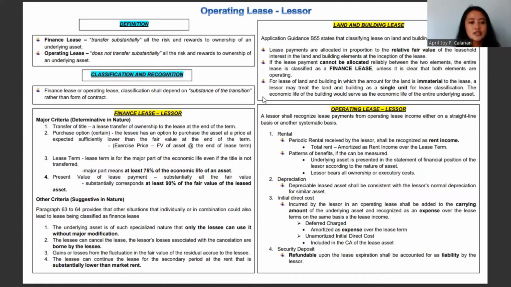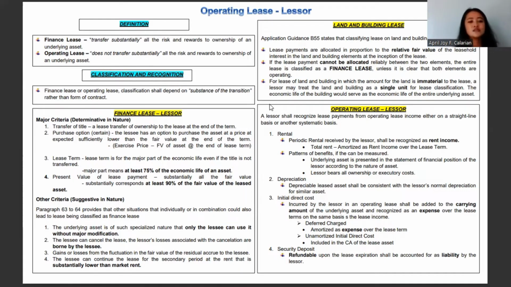We have first, the transfer of title: a lease transfers title to the lessee at the end of the term. Second, purchase option: the lessee has the option to purchase the asset at a price sufficiently lower than the fair value. Third, lease term. This is a major part of the economic life, which means 75% of the economic life of an asset. Fourth, we have present value of lease payment. This is substantially all the fair value, at least 90% of the fair value of the leased asset.